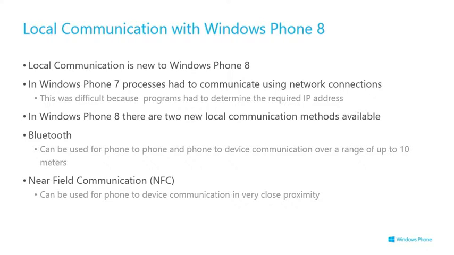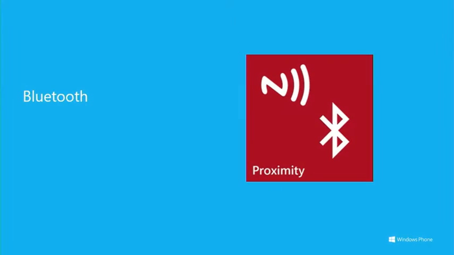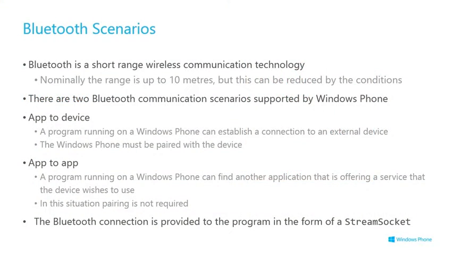And NFC. This is where you have very close proximity. So, a nice picture. Yeah, it looks close. Bluetooth then. First of all, we're going to concentrate on Bluetooth, and then we're going to talk about NFC. They are related, but slightly different in the usage scenarios and the kind of things you can do. The most obvious difference is the range. Bluetooth is short range, NFC is tiny range. Bluetooth is normally up to 10 meters, but as it says, it can be reduced by conditions. So of course, like walls.